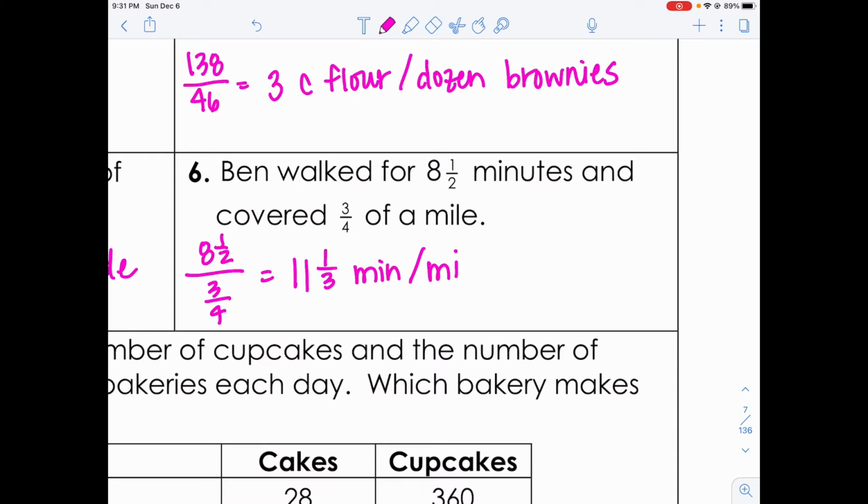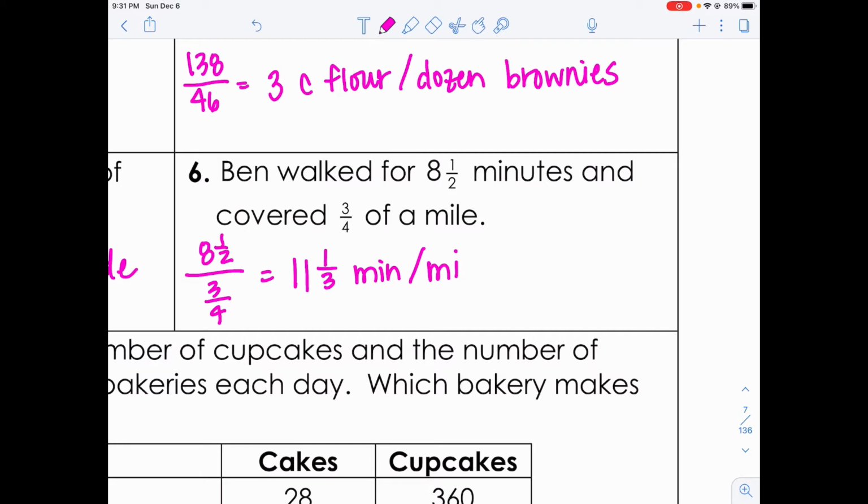If I had left it as an improper fraction, it would not have made sense to say that I walked 34 thirds minutes per mile. Like, that does not sound right, and it doesn't mean anything to somebody if you said it like that. So making sure that all of your improper fractions for these have to be changed to mixed numbers. It's very similar to a word problem. Like, it doesn't make sense in the context of the problem unless I'm saying it as a mixed number.